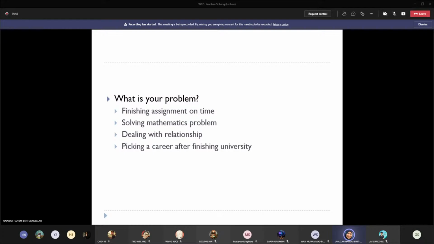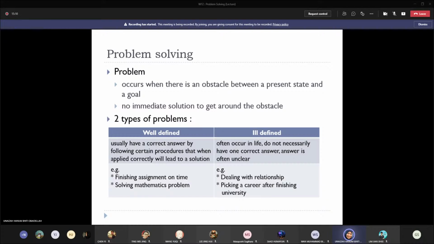So this is just a few examples, and problems again can be quite subjective from one person to another, right? What can be a problem for one person may not be a problem at all for another person, right? So yeah, and that brings us to the definition of what a problem is.